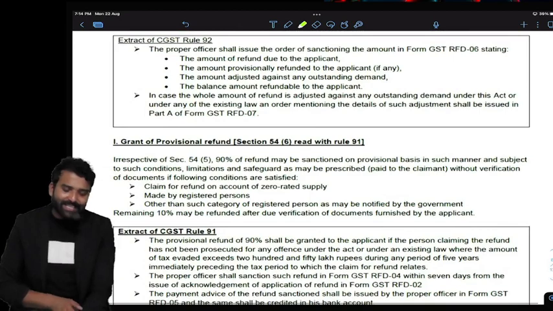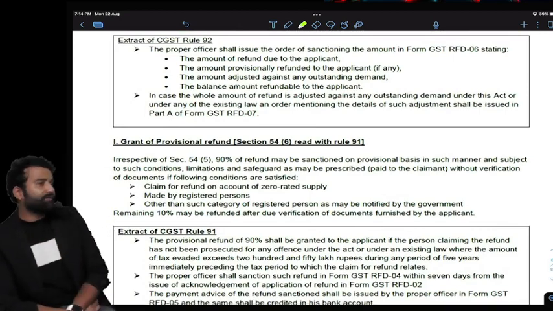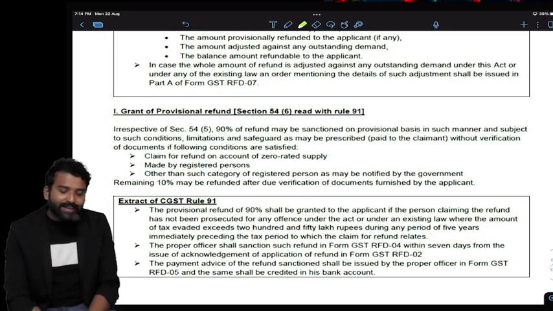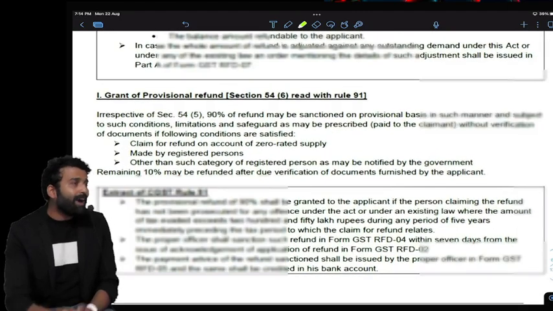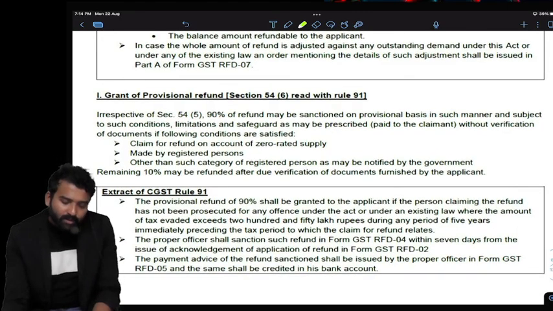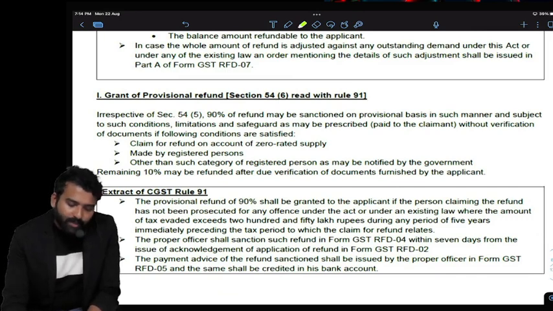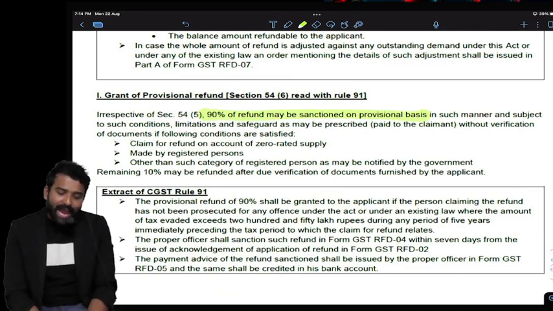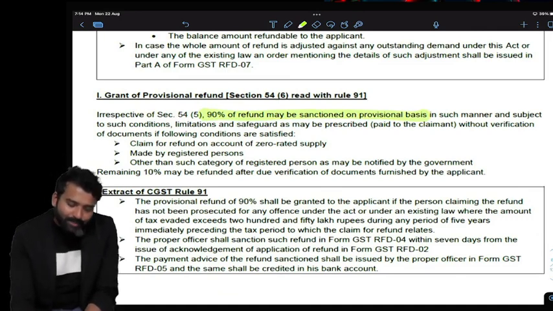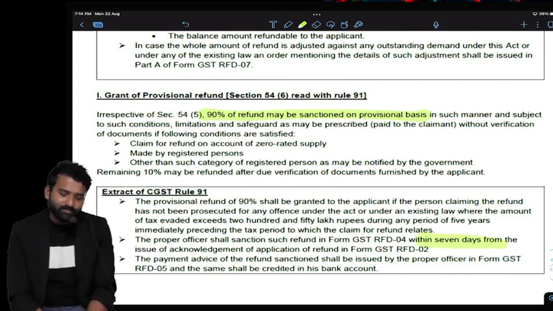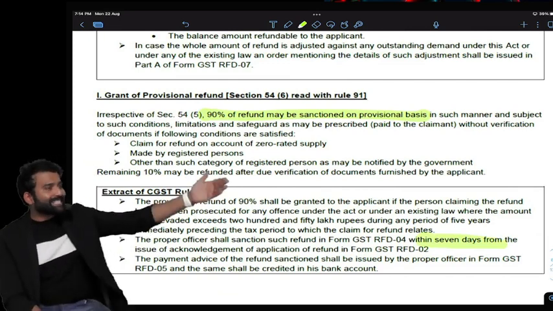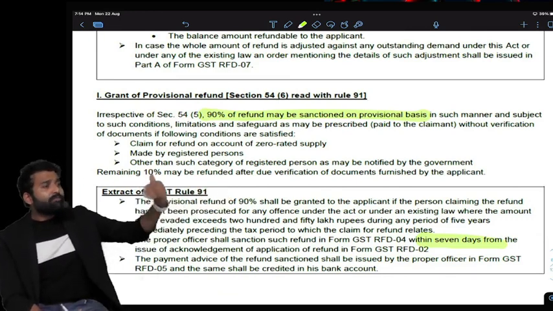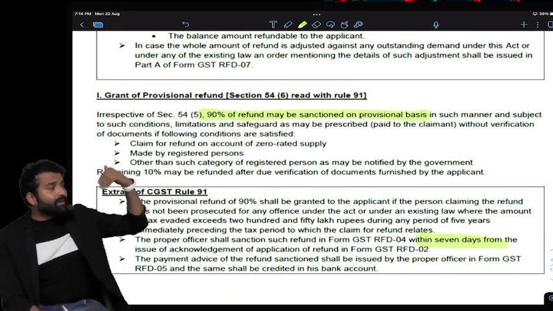Now there is one interesting thing as well. Grant of provisional refund. What is the meaning of provisional refund? Actually, for the exporters, government has issued a faster refund process, and what they are saying, they will refund 90% of your refund provisionally, and within basically 7 days. Yeah, so what they are saying, we will take 60 days for your complete process of the application, but once we receive the application, within 7 days we will give you the provisional refund.